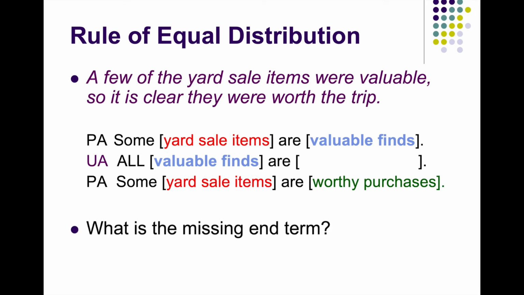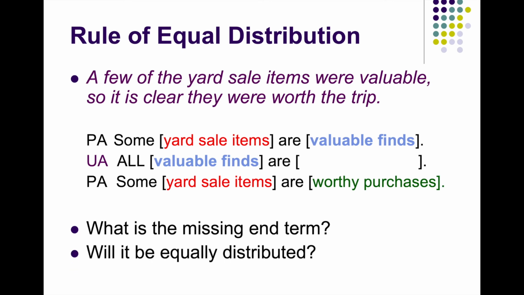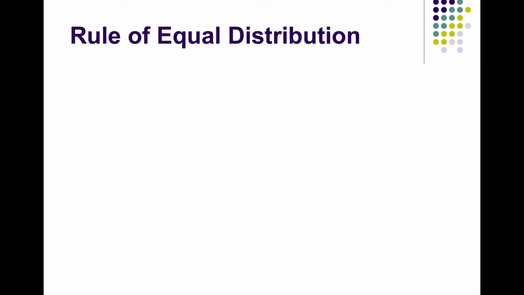So what's the missing end term? It's worthy purchases. And will it be equally distributed? So if I look at it in the conclusion, it is not distributed, which means when it reappears, it must also be not distributed. And indeed, if I fill it in here in that bracket that's empty, added in as the predicate term of the missing premise, it would not be distributed because it would be the predicate term of an affirmative, right?